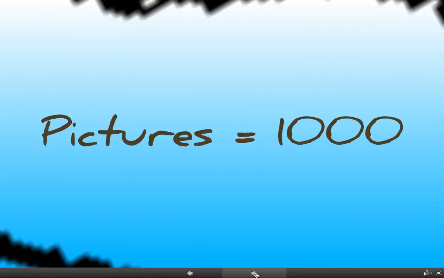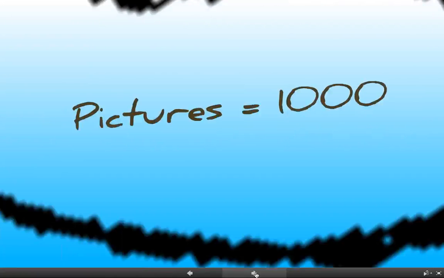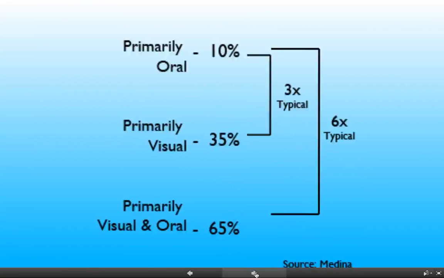Another really big thing is we tend to learn better from pictures than we do from anything else. We are very visual and our brains process information. When you have visual and oral information being processed at the same time, you have 6 times better recall on that information.